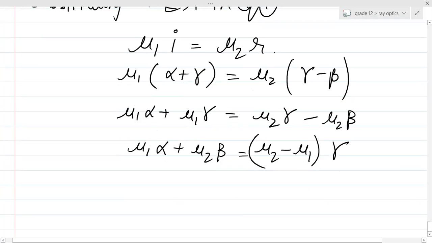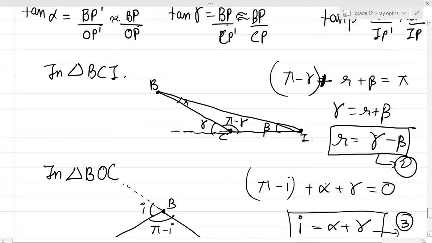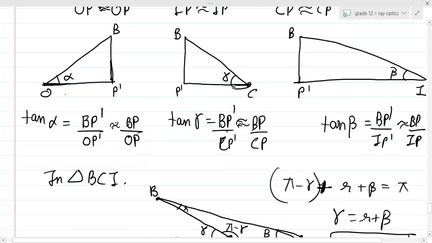Now we know this particular thing, that even if alpha, beta and gamma were small, alpha can be approximated to tan alpha. Beta can be approximated similarly. I'll do this approximation over here only. Since alpha was small, tan alpha will be substituted by this. This is gamma and this is beta. Since alpha, beta and gamma were small, tan alpha is approximated to this only. Yes or no? So wherever there is alpha, I'll write BP upon OP.